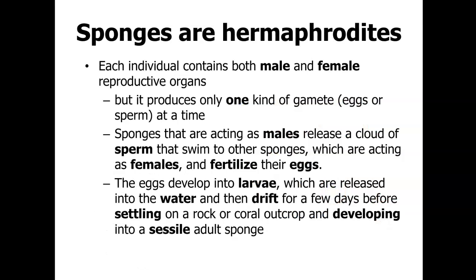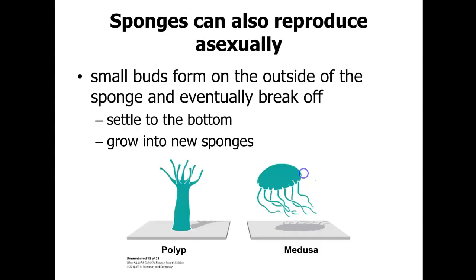So we talked about each one of these containing both male and female reproductive organs, but they only produce one type of gamete at a time, so they do not self-fertilize. So sponges that are acting as males are going to release a cloud of sperm that swim to other sponges, which are acting as females, and they fertilize those eggs. The eggs will then develop into larvae, which are going to be released into the water, and they will drift for a few days before settling on a rock or coral outcrop and developing into a sessile adult.